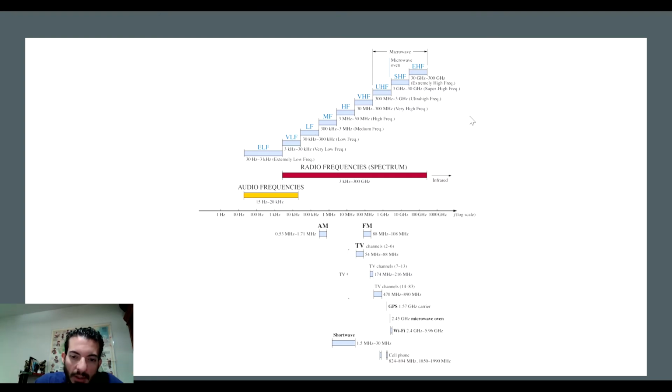So for instance, TV works between 54 megahertz and 88 megahertz, and they're modulated so that if you go up one channel, the frequency goes up as well. And that basically says right here, channels 14 to 83 go all the way to 890 megahertz, so almost 1 gigahertz. GPS works at 1.5 gigahertz.